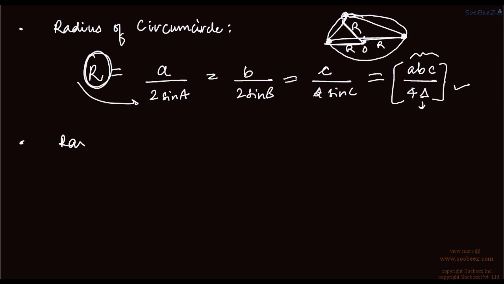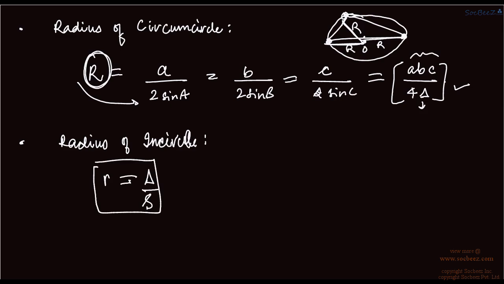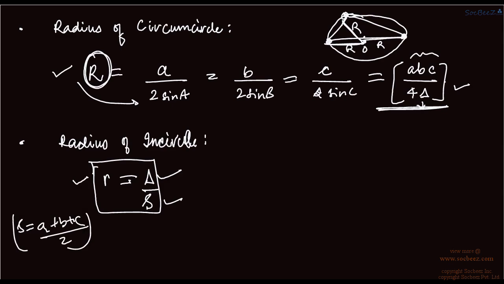Now we are going to use the radius of incircle. The radius of incircle, small r, is equal to delta by S. This was the radius of circumcircle, abc upon 4 delta. This is the radius of incircle, r is equal to delta upon S. Delta is the area, S is the semi-perimeter. S is also known as a plus b plus c by 2. This is called small r, this is called big R, capital R.